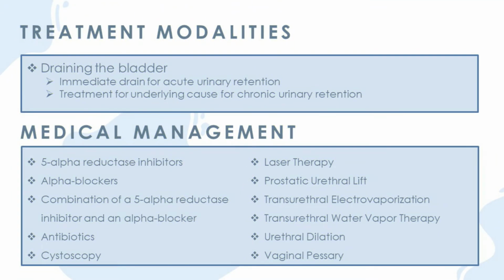Treatment modalities for urinary retention: draining the bladder, immediate drain for acute urinary retention, treatment for underlying cause for chronic urinary retention before draining the bladder, medical management, 5-alpha reductase inhibitors, alpha blockers, combination of a 5-alpha reductase inhibitor and an alpha blocker, antibiotics, cystoscopy, laser therapy, prostatic urethral lift, transurethral electrovaporization, transurethral water vapor therapy, urethral dilation, and vaginal pessary.